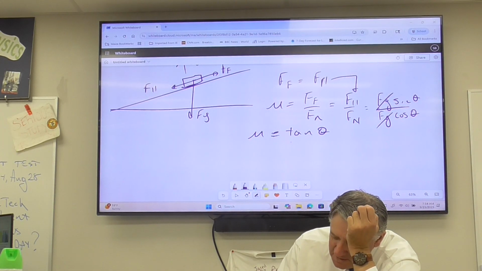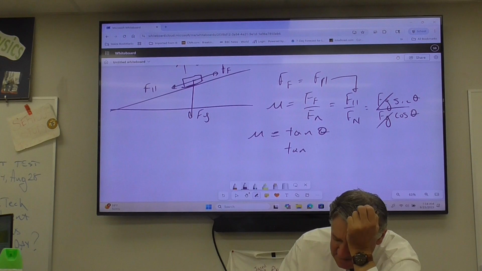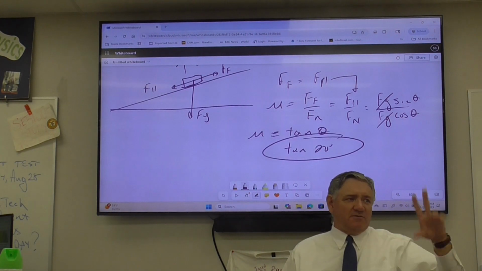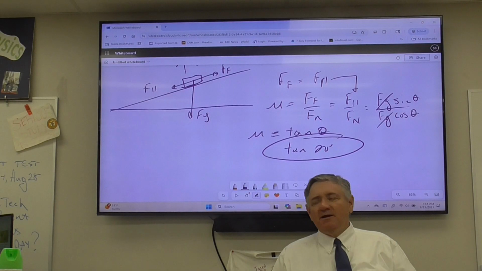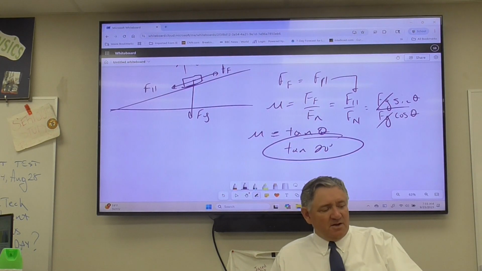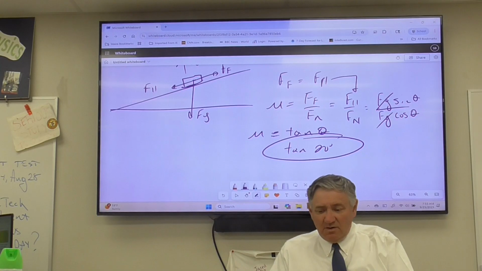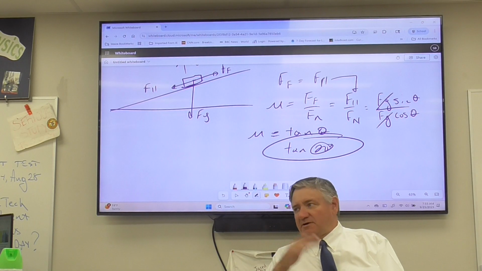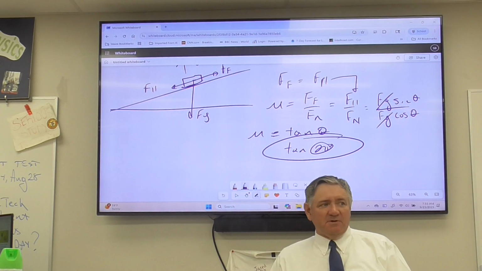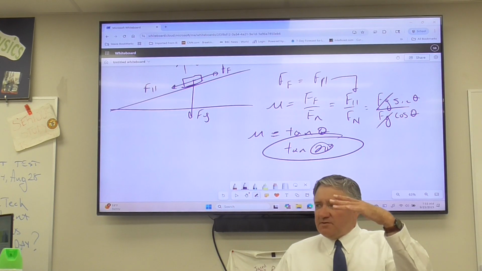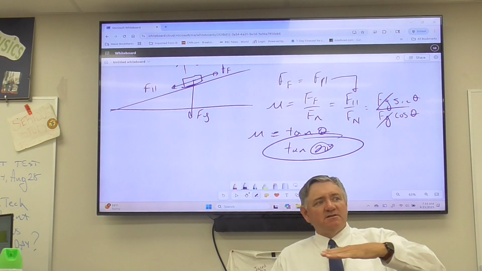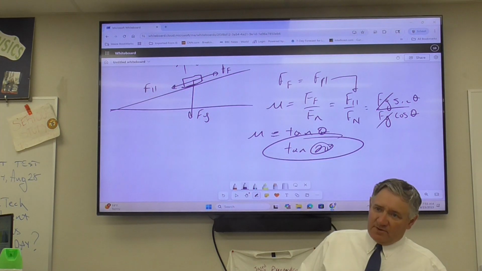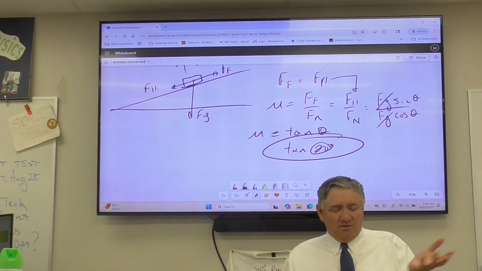So, in this case, let's say that was 20 degrees. All you have to do is take the tangent of 20, boom, there you go, there's your coefficient of static friction. Now, obviously, if you have a low friction surface, what's going to happen to that angle? It's going to be bigger or smaller when it begins to move. Smaller. Much smaller. So the less friction there is, the smaller that angle is going to be when you overcome it, because there isn't as much friction to overcome.